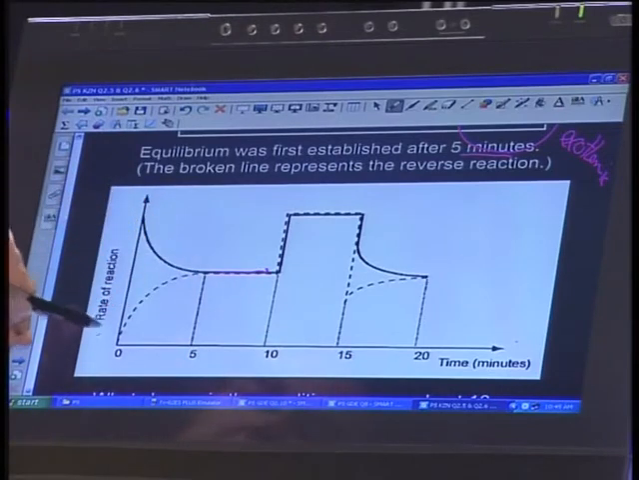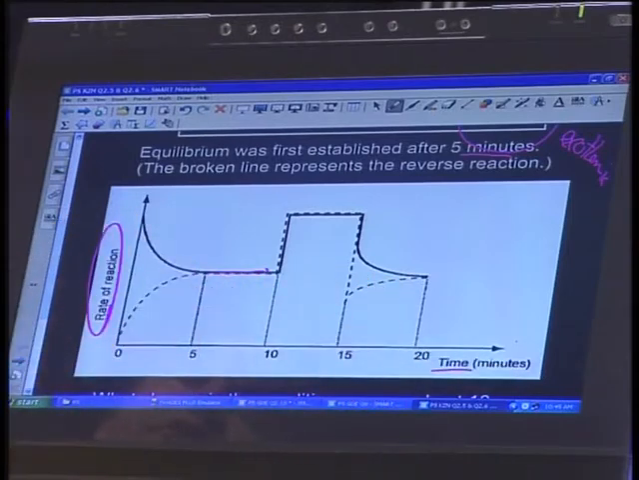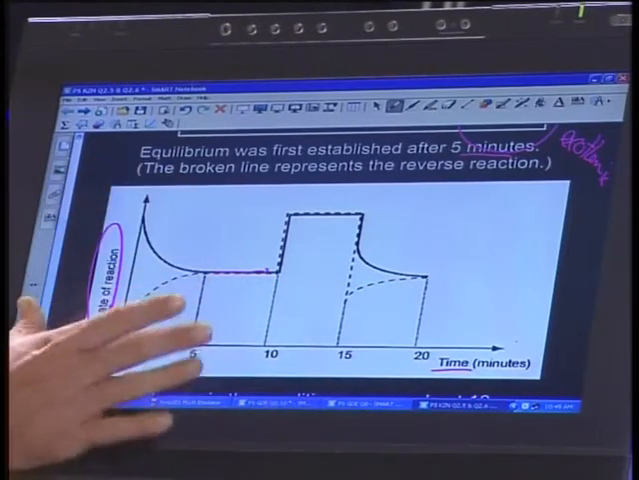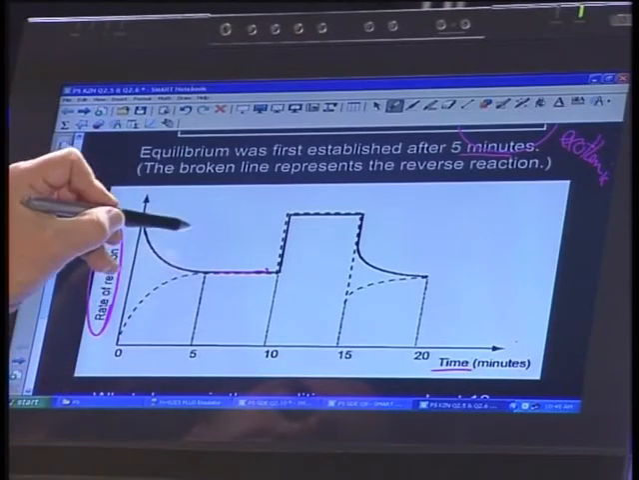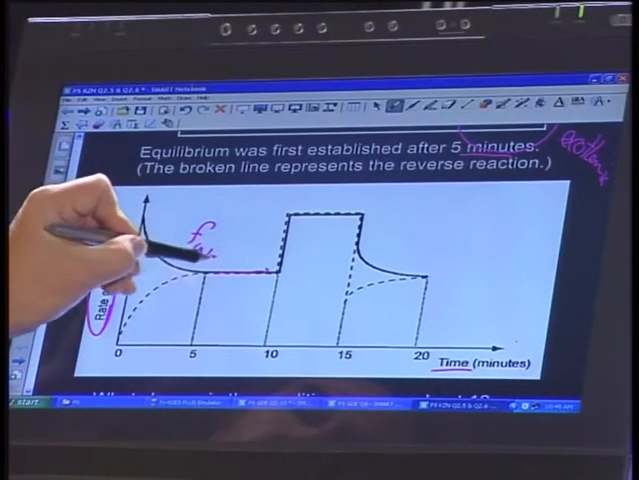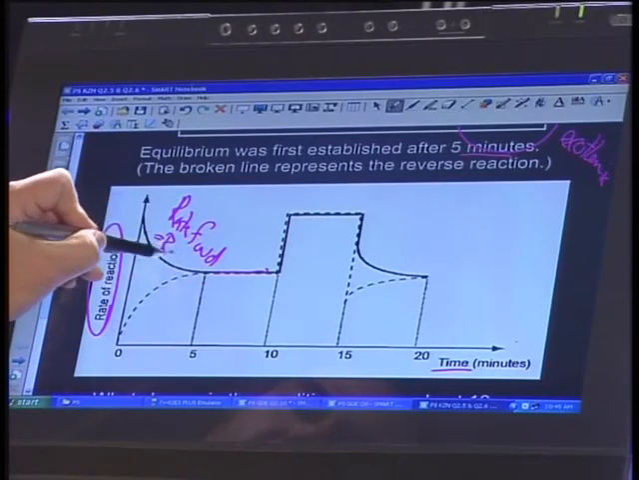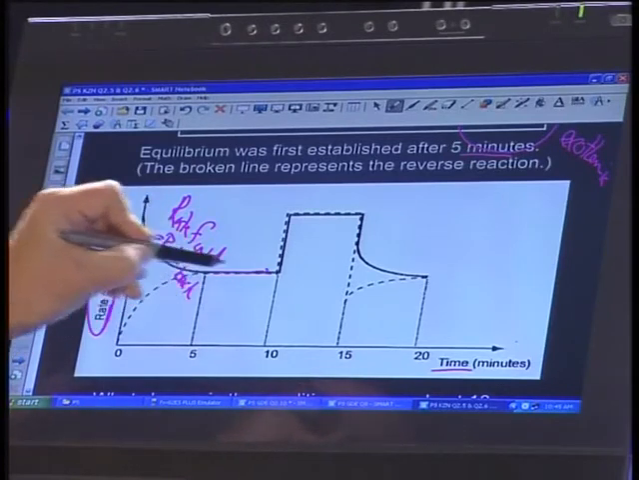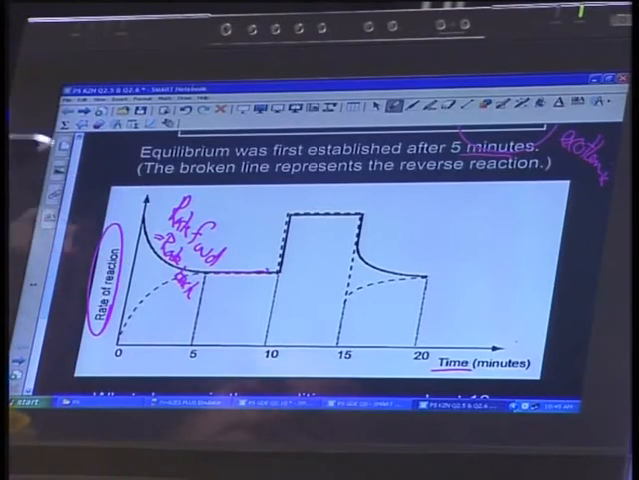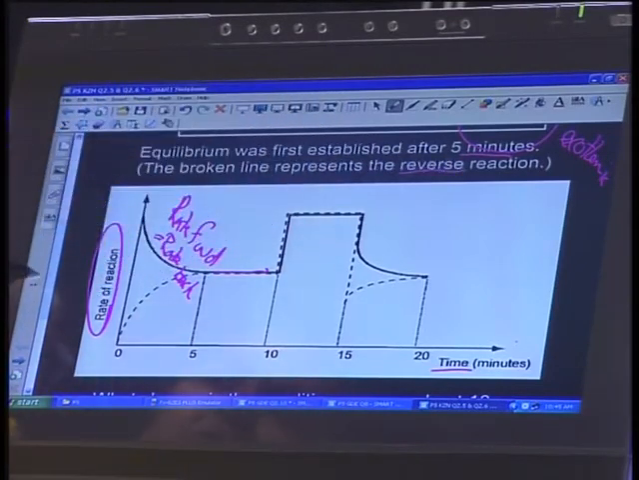Notice that this is a rate of reaction versus time. So it's a really important graph to take note of. Rate of reaction versus time. The rate of the forward reaction, rate of forward equals rate of back or reverse. Okay, and we can see that. Now, what it then says to us, the broken line represents the reverse reaction or the back reaction.